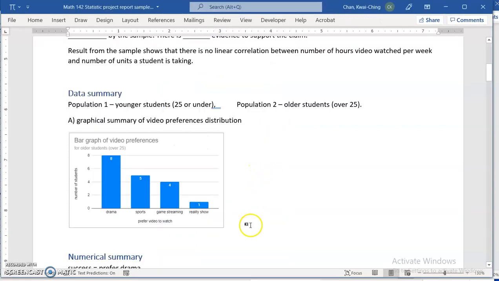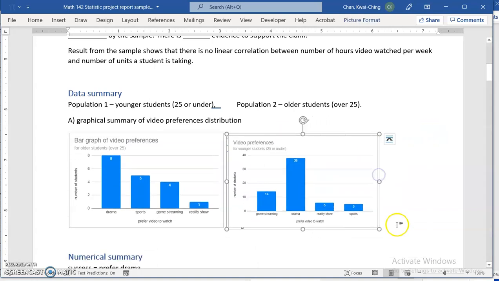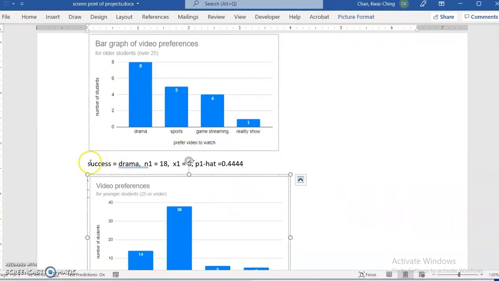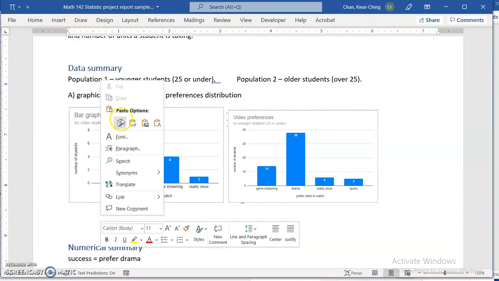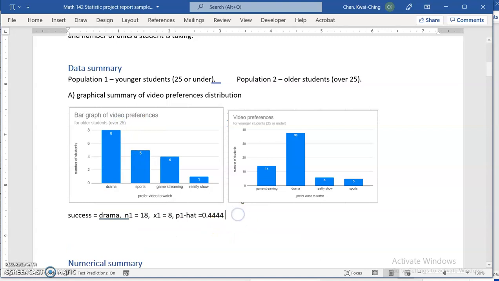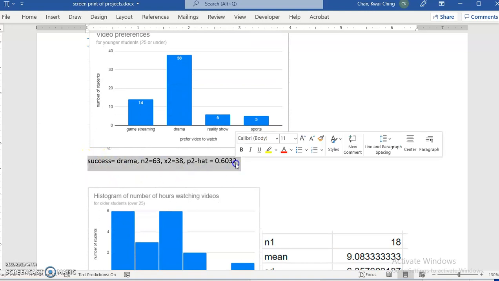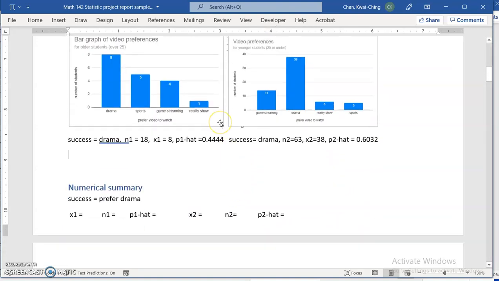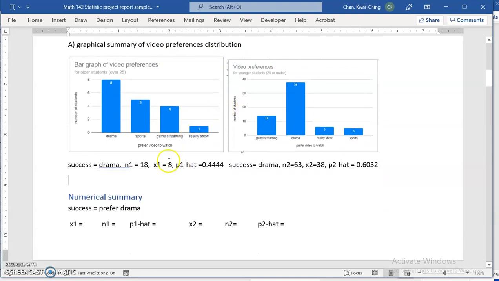So that is for the older population, and this is the younger population. Okay, and then underneath it, I will do the numerical summary. So you will say successes, whatever that you choose to count, right? And then on this side, I would also have successes, the same thing, and then the numerical summary of X1 and N1. Okay, so that is the categorical data, video provision.